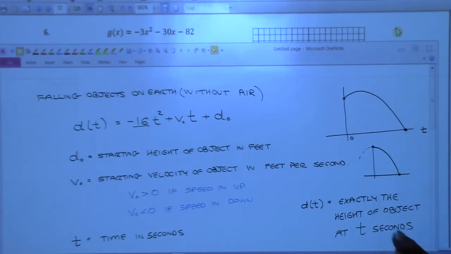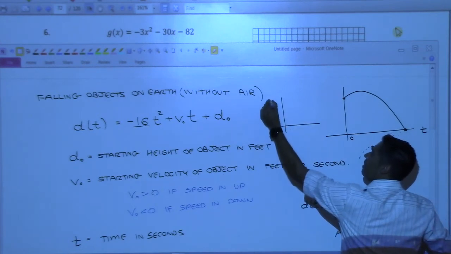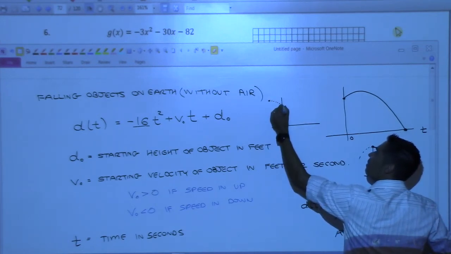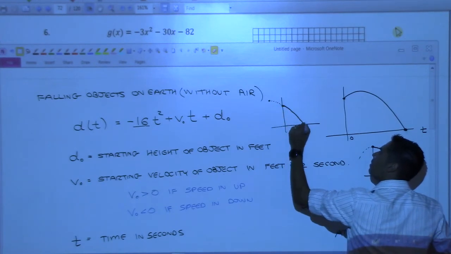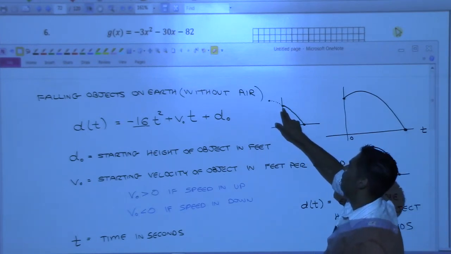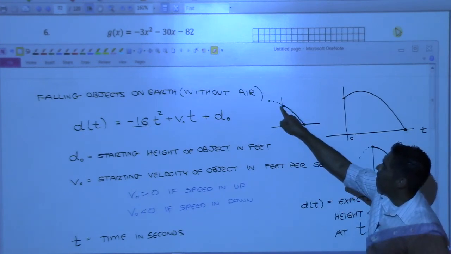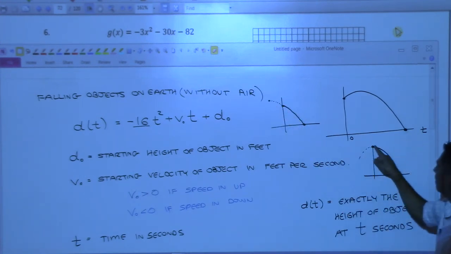You could even have a third possibility where the parabola actually has a vertex back here. You see that? Like your vertex is actually back here, but because that's negative time, you're picking up at the y-intercept but not at the vertex. Here you're picking up at the vertex.